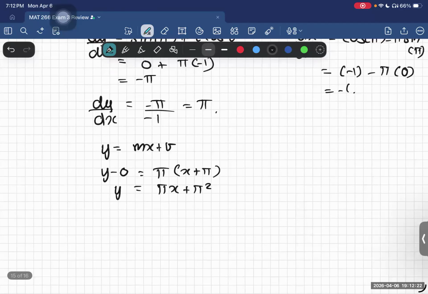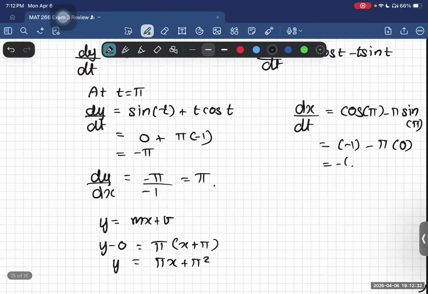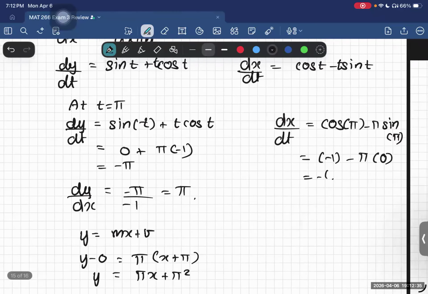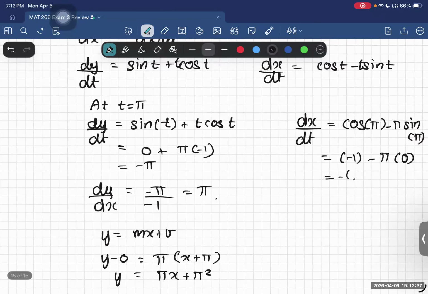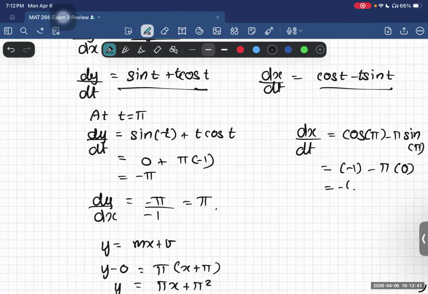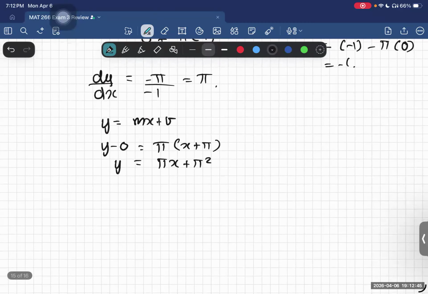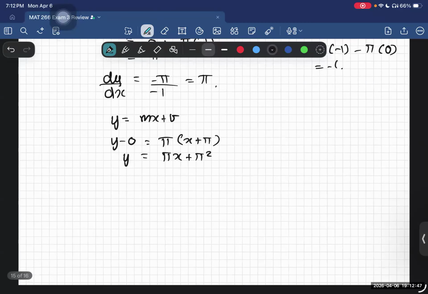I just want to clarify about the derivative. For dy/dt, it should have been sine t plus t cosine t, and for dx/dt we have cosine t minus t sine of t. Here you can see. So we are done with this question. This is your final answer right here. If you have any questions, please let me know.